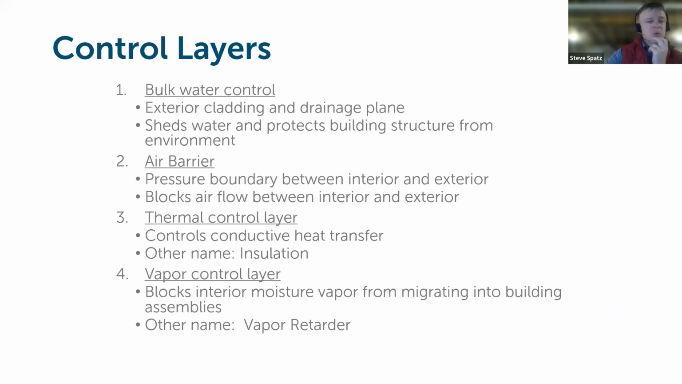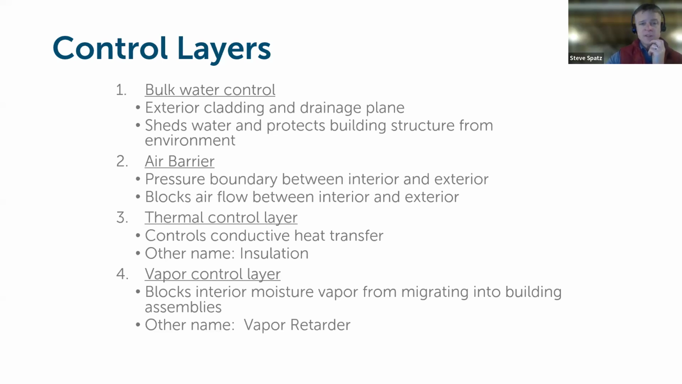So when you break down what any sort of building assembly is going to look like, we have 4 distinct control layers. The bulk water control, which is essentially our siding, the cladding that we're using as our primary first line of defense, essentially between what nature will do to us and to our buildings from the outside, trying to keep that water away from the structure behind it.